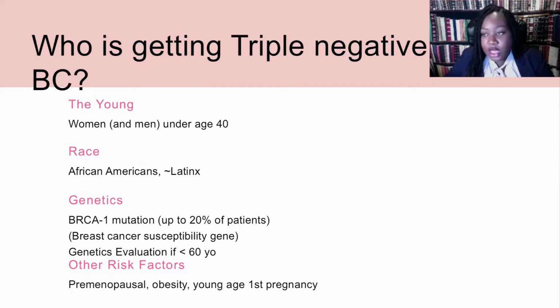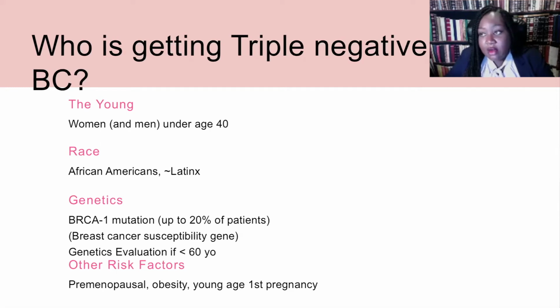The genetics of it, we'll talk a little bit about this coming up with Dr. Collins as well. But a lot of patients who get triple negative breast cancer also have genetic mutations, like the BRCA1 mutation. Up to 20% of patients have been found to have this. BRCA is a breast cancer susceptibility gene that's really important to know about if someone has a family history or personal history of it, because genetic testing needs to be done for other family members, as it can really run in the family. Other risk factors associated with this include being premenopausal, obesity, and having your first pregnancy at a young age. These are all risk factors associated with triple negative.